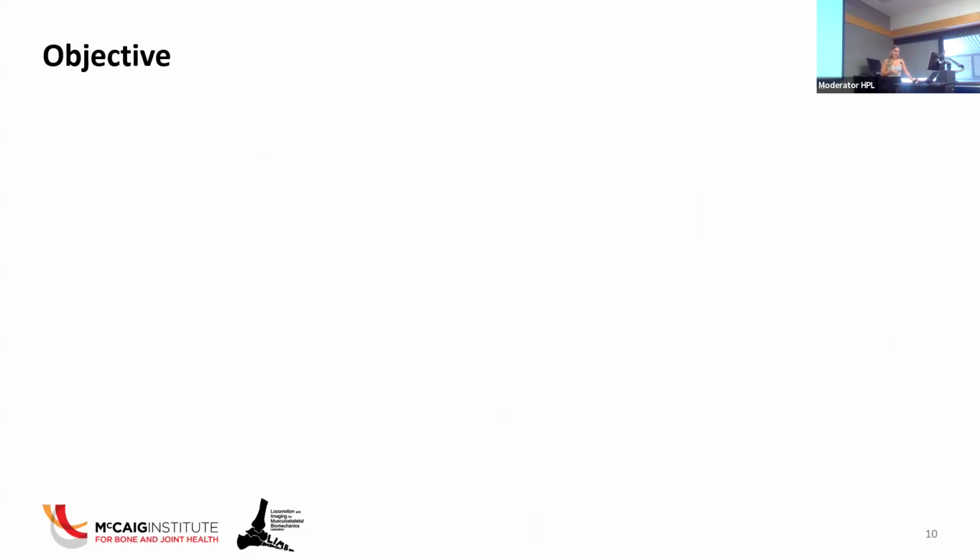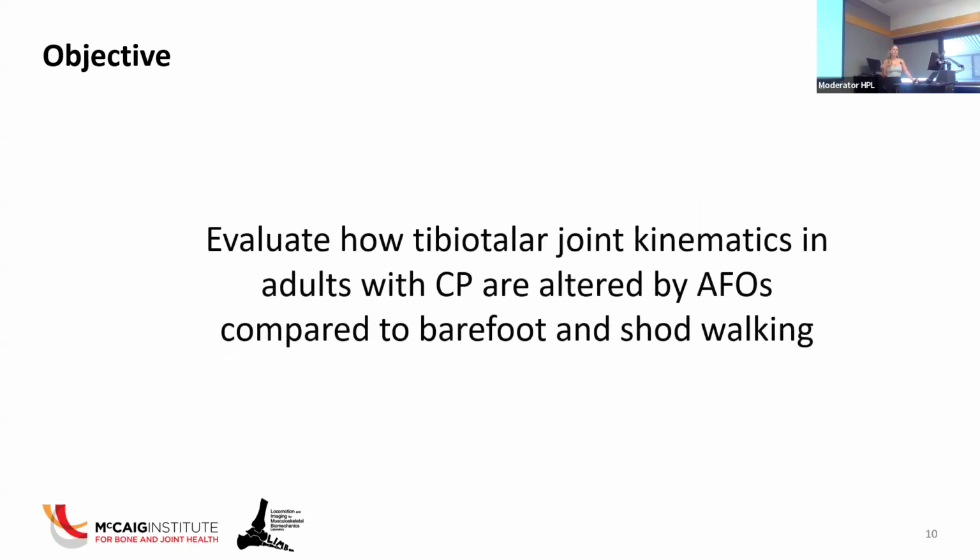So the objective of my study then was to look at how AFOs impact the tibiotalar joint kinematics in adults with cerebral palsy. And we're looking specifically at that AFO condition compared to our barefoot and shod walking in these individuals.